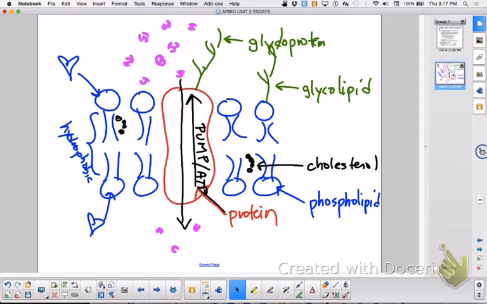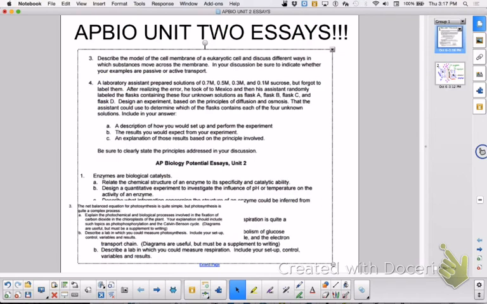Now, we talked about a specific channel that allows water to move. Do you remember what that's called? Aquaporin. Good. All right. Going back to small print. I think we did all that.